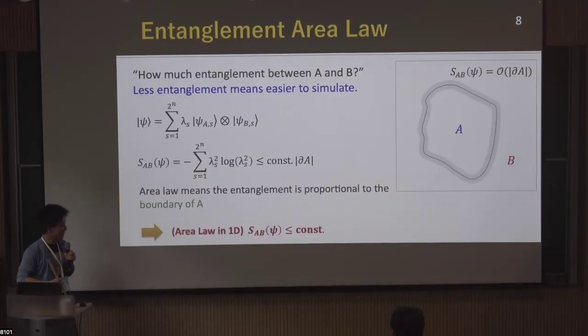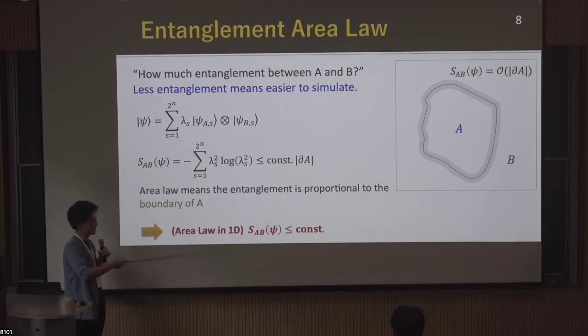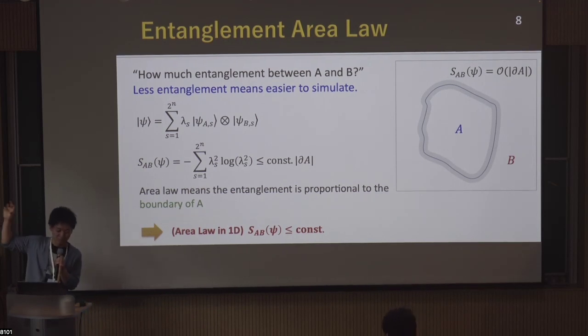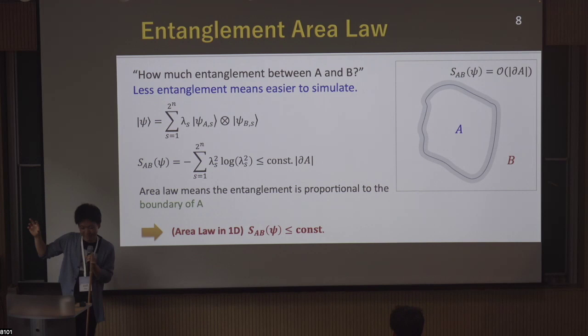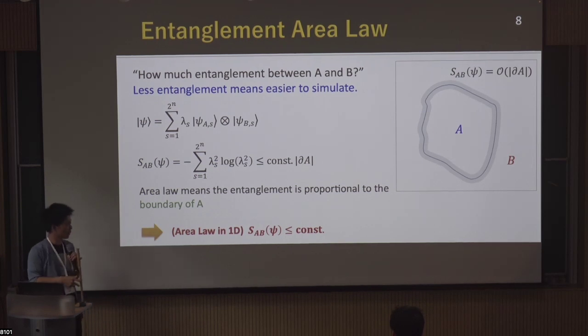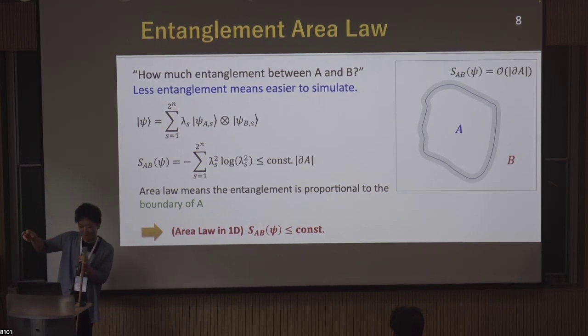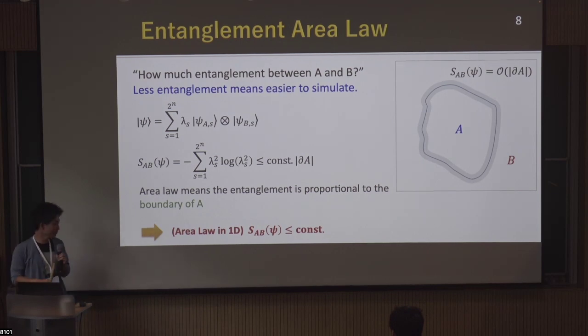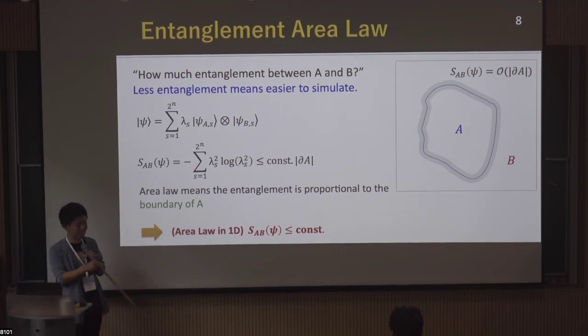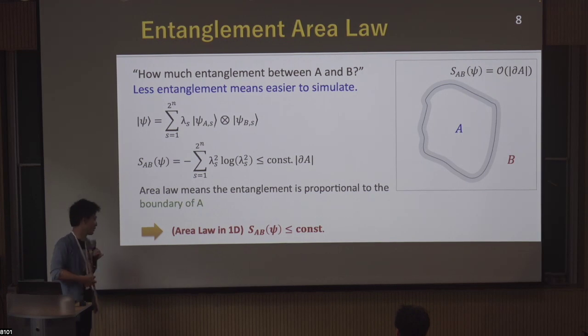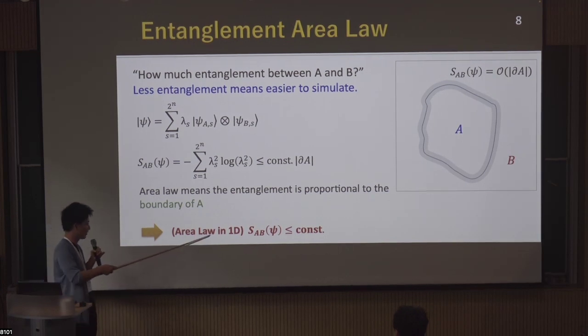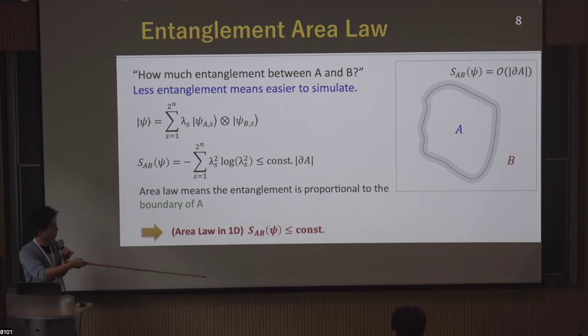So instead of the trivial upper bound that the entanglement entropy is proportional to volume, the entanglement area law means that the entanglement is proportional to the surface region of the boundaries. In particular, if we consider 1D systems, the boundary size is order 1. So the area law implies that the entanglement entropy is upper bounded by some constant.